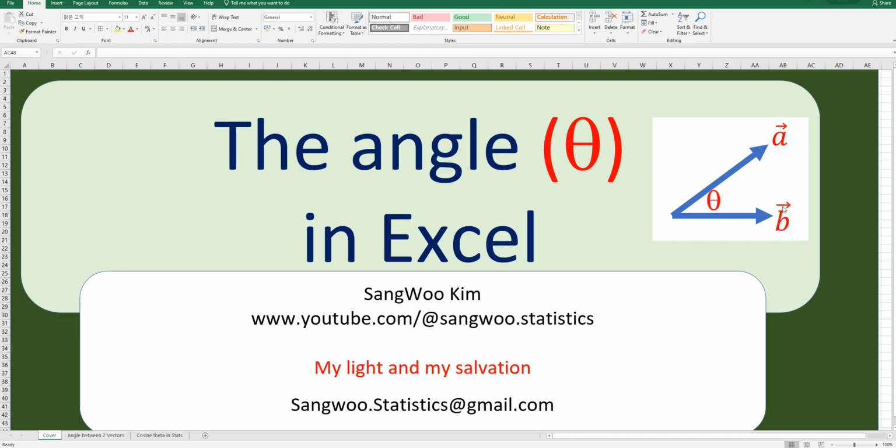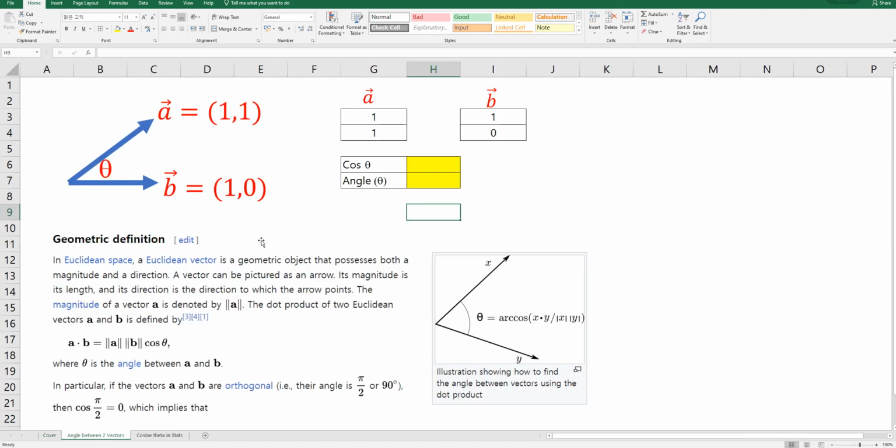I'm Sam Kim. In this short video, I want to show you how to calculate the angle theta of two vectors in Excel and what it means in statistics. Alright, this is the information from Wikipedia. I hope you are very familiar with the inner product formula. So A dot B equals magnitude of vector A times magnitude of vector B times cosine theta, right?